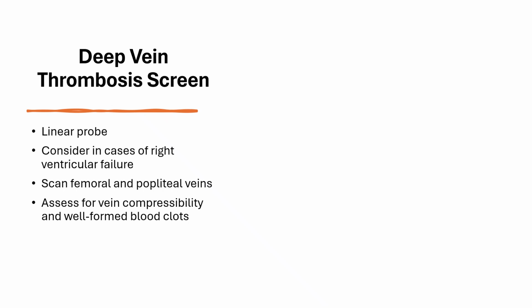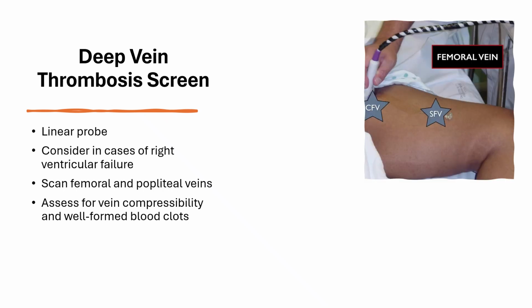In some patients, you can extend your RUSH exam assessment to screen for deep vein thrombosis, or DVT. You can use a linear probe, which is superior for this indication. You can consider this in cases of right ventricular failure to screen for DVTs, which will help you understand whether more advanced therapies for suspected massive or submassive pulmonary embolism are indicated. You want to scan the femoral and popliteal veins and assess them for compressibility and well-formed blood clots.